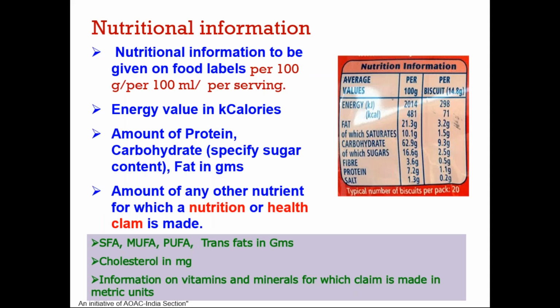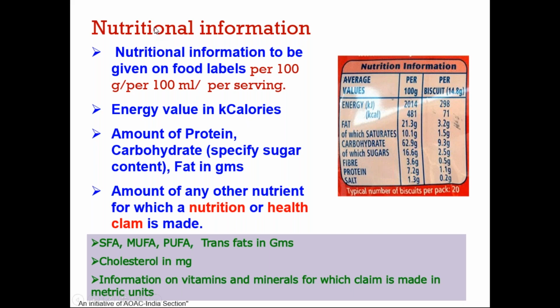Now we come to the nutritional information. All the nutritional information should be given very clearly on the food labels in terms of per 100 gram of the material, or per 100 ml, or per serving. When it is given as per serving, within parentheses, you must have what the serving size is in grams. So here the serving is 1 biscuit, and 1 biscuit is equal to 14.8. So this is per 100 grams. The energy value in India must be given in kilocalories, but can also be given in kilojoules.